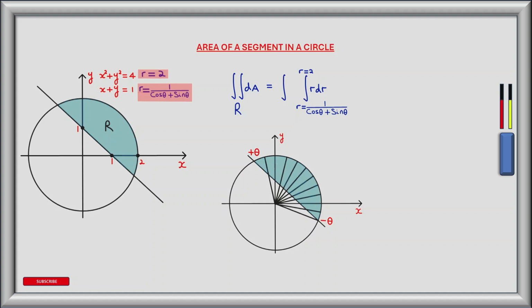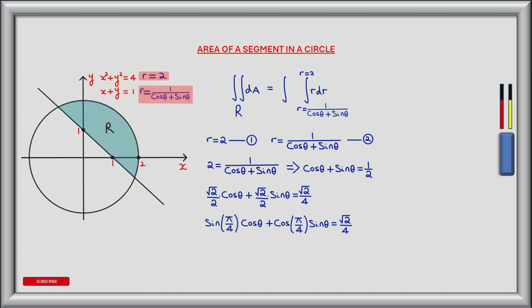To find the angles, we need to solve our two equations for theta, as this will represent where the line cuts the circle. So our two equations are r equals 2 and r equals 1 divided by cos theta plus sin theta. Now if we substitute r equals 2 into equation 2, we have 2 equals 1 divided by cos theta plus sin theta.